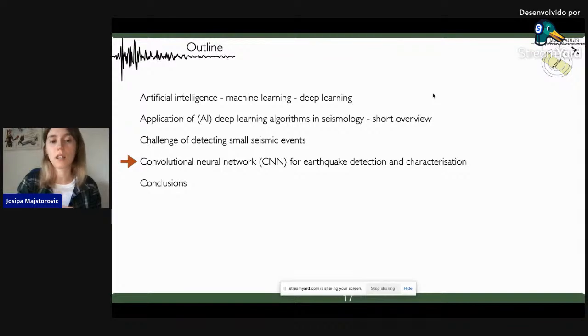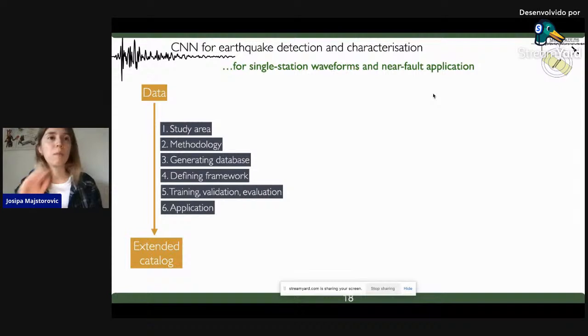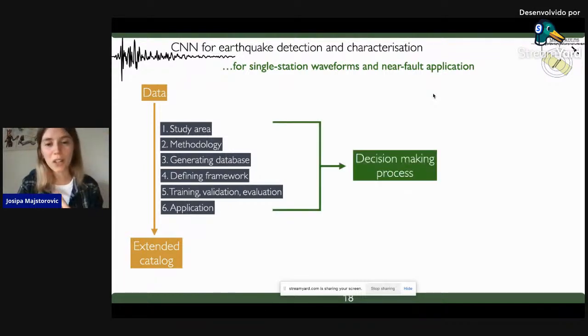In this work, we try to tackle some of these problems or challenges. This has been work I've been doing for 2 years, and I would like to give you an overview of what it actually takes to develop a deep learning model, so what it takes to go from the data to an extended catalog. We will follow this outline, in which I will try to convince you that this approach is highly decision-making, where each decision you make might affect your results.